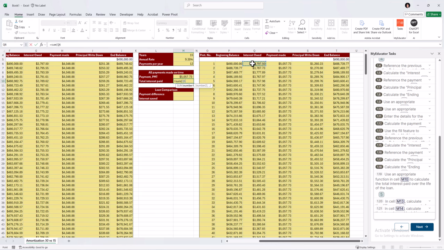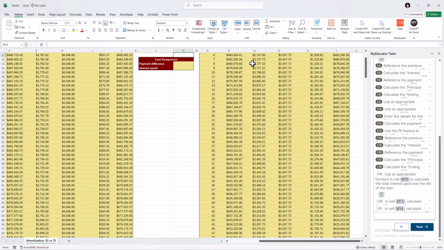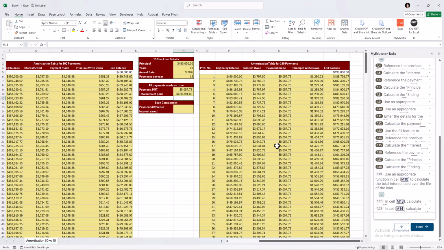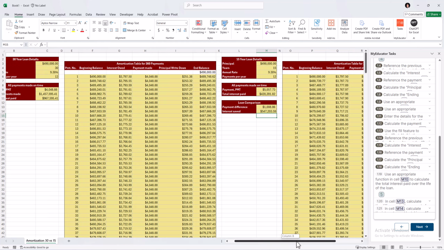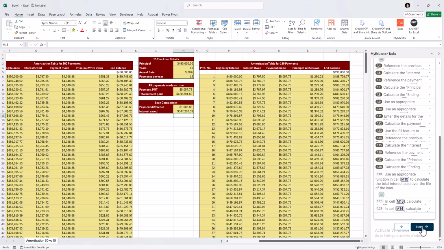Sum of interest and payment difference would be $5,000 for the 30-year loan. Take away $4,000. Interest saved would be total interest on the 30-year loan. Subtract, get the cell that has the interest paid on the 15-year loan. $547,000 different. Okay. Let's see how we did.